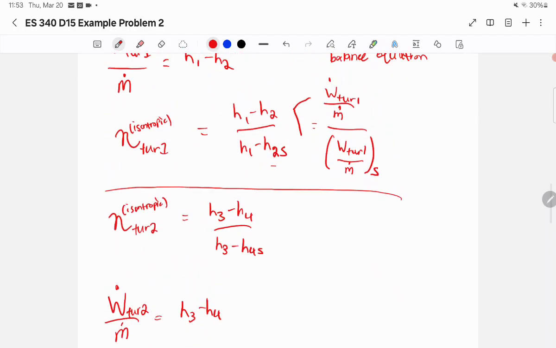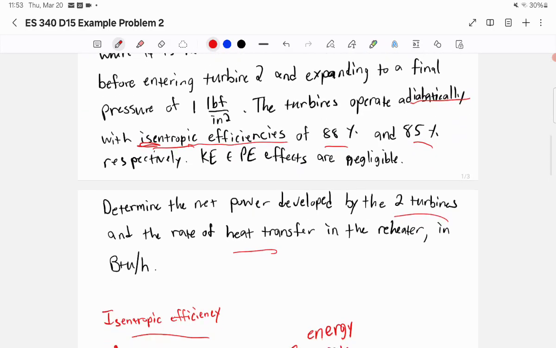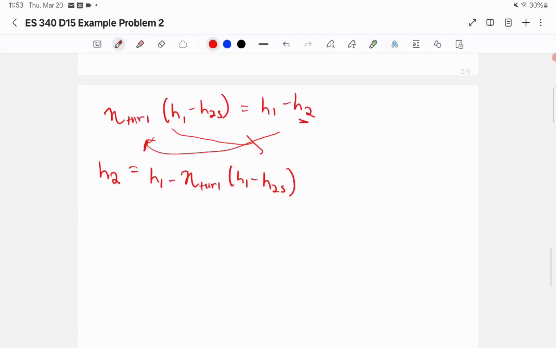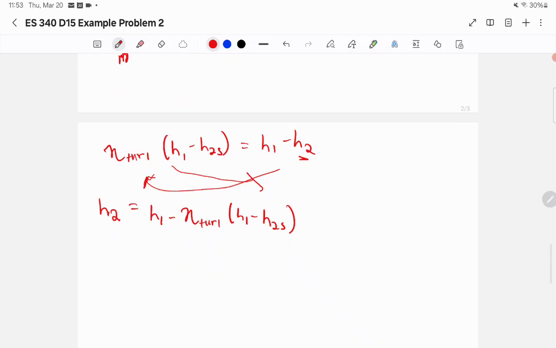We'll get a similar equation for H4, which is what we're going to be looking for in that case. H4 is equal to H3 minus eta turbine 2 times H3 minus H4S. Great.